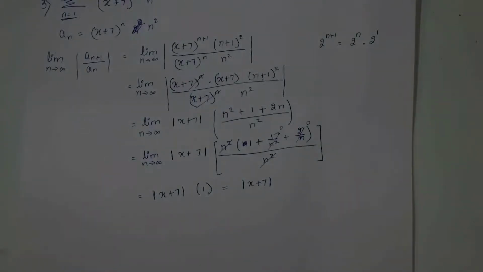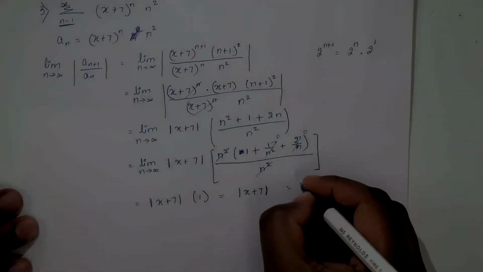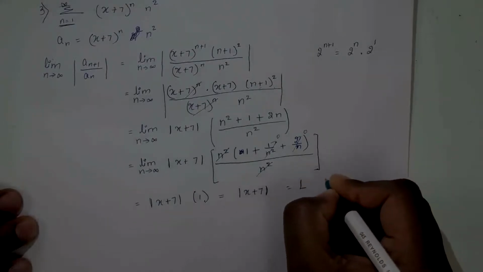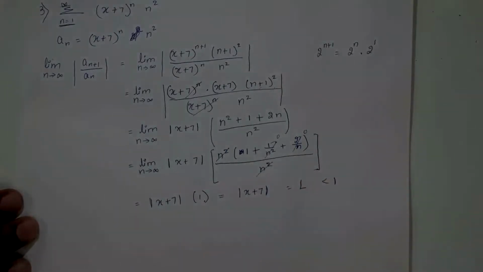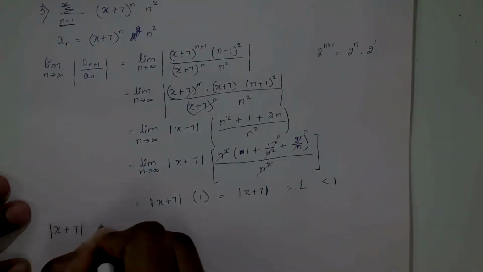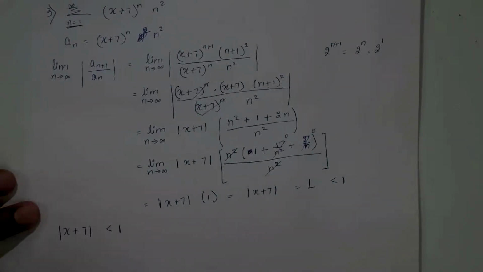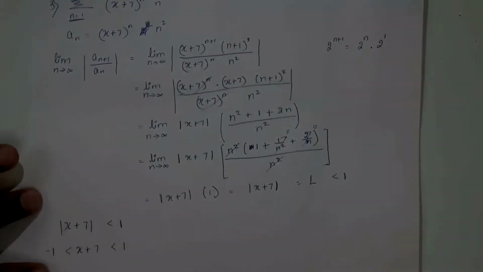Now the problem is you need to find the radius r and also the values for x. We want this series to be convergent. So according to the ratio test, when this L is less than 1, we say the series is convergent, right? So we take the absolute value of x plus 7 less than 1. Now, if you remove the absolute sign, that means you are evaluating the same thing between opposite sign values.